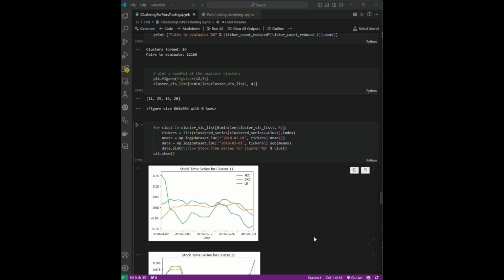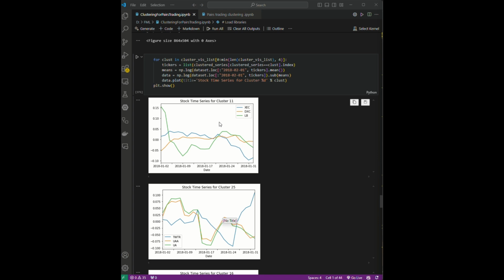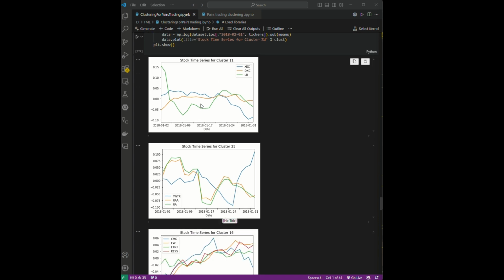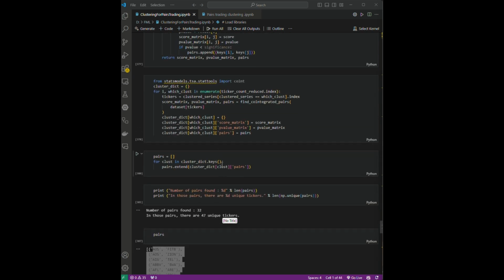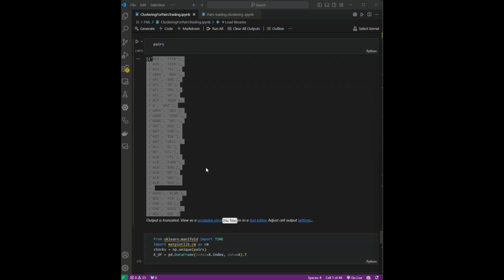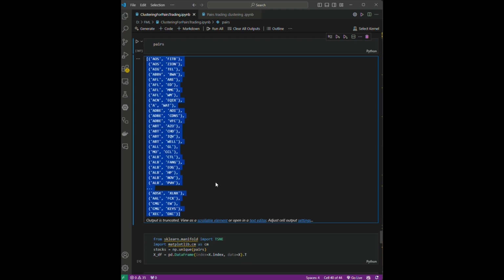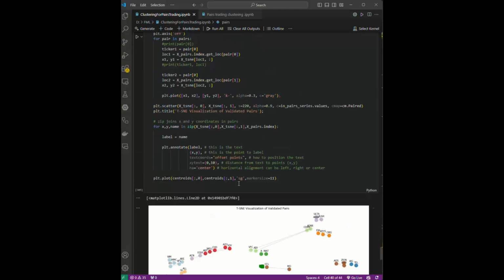Now we visualize it for the quantification of the particular stocks over a period of time. As you can see, these are different graphs representing different stocks over a period of time in different clusters. After performing it, we obtain the pairs. We found there are 32 pairs in which 47 are unique tickers, and these are the pairs which we have obtained after processing the data and applying the technique.